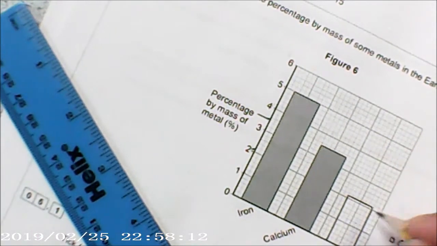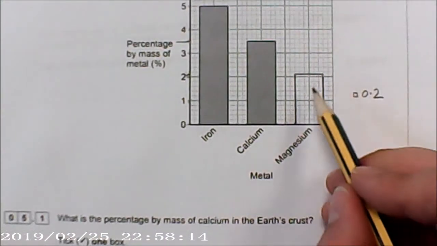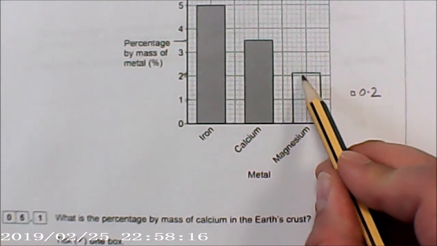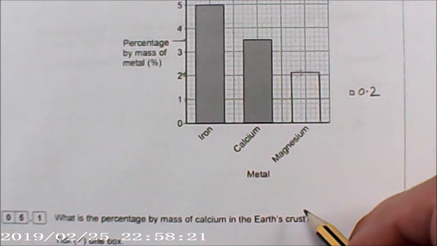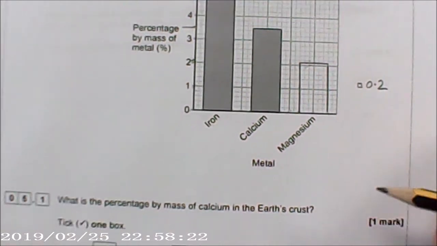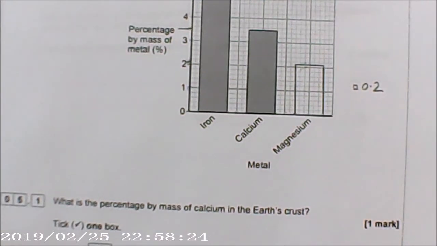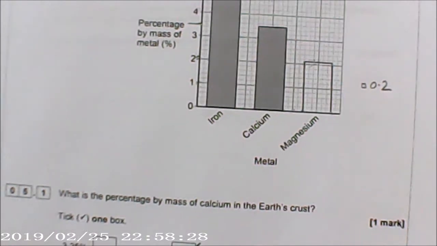There we go. What they are going to be looking at is that this line is halfway between those 2 boxes. Okay, so please try and be as accurate as you can on these questions. And that is worth 1 mark.